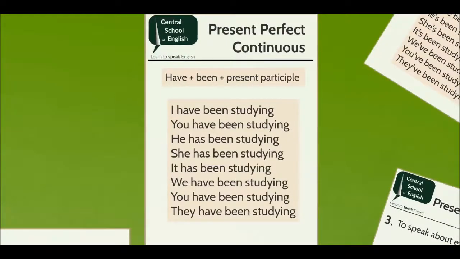To make sentences using the present perfect continuous tense, we use the verb have plus been plus the present participle. Using the verb study, we can say, I have been studying. You have been studying. He has been studying. She has been studying. It has been studying. We have been studying. You have been studying. They have been studying.